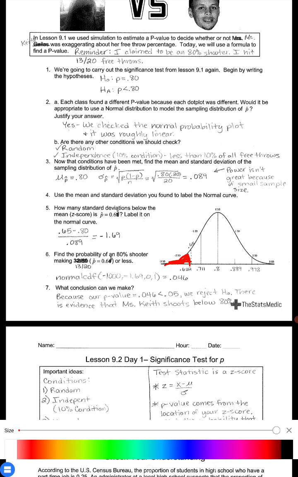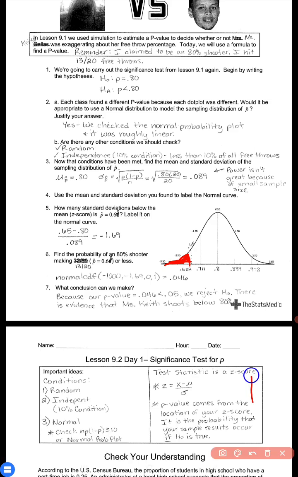So what conclusion can I make? Because my p-value was less than 0.05, I can reject the null hypothesis. There is evidence to suggest that I lied to you, that I actually shoot below 80%. So again, notice I did not state for sure that I lied or that I told you the truth. I said I am rejecting the null hypothesis.